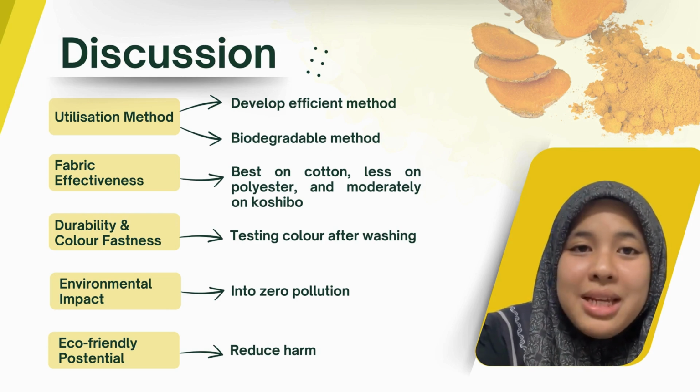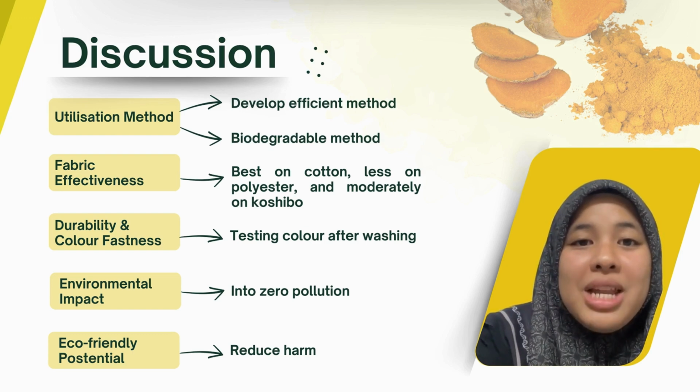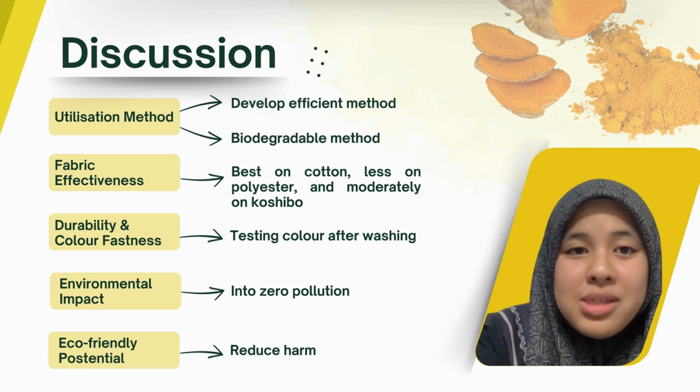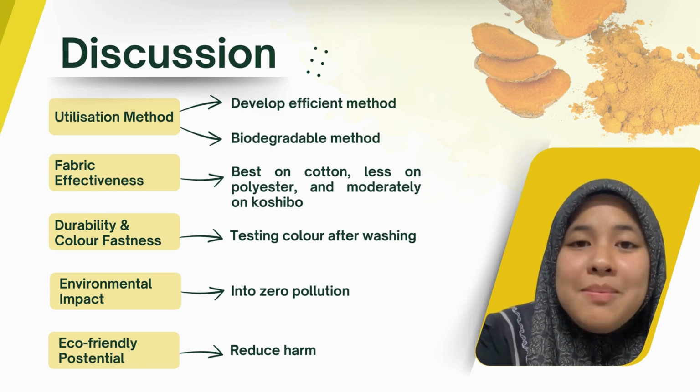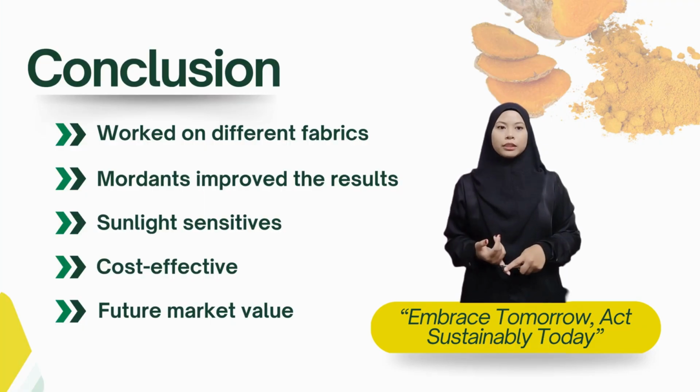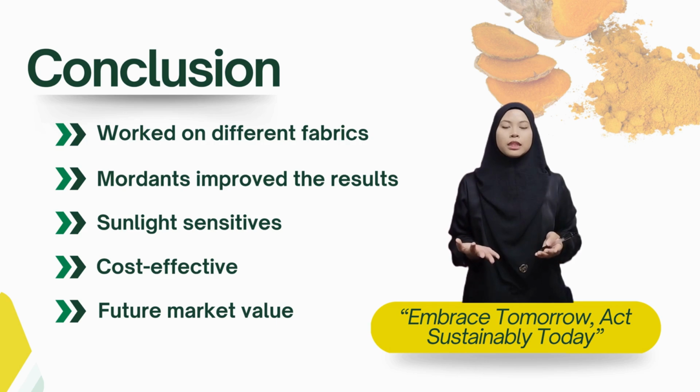Finally, this project demonstrates the potential to reduce environmental harm through improved dyeing methods. Turmeric dye not only meets industry standards but also supports the transition to a more sustainable and eco-friendly future. Conclusion: curcumin works well as a natural dye for different fabrics including cotton, polyester and koshibo. Treating fabric beforehand with mordants such as vinegar or salts greatly improves how well the dye bonded to the material. The dyed fabric showed good results for washing.